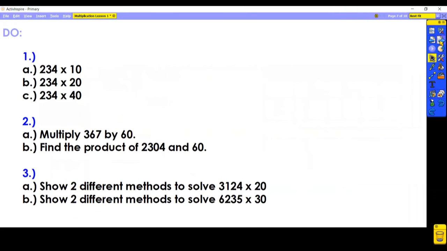Okay, now it's your turn. We've had a think about some questions together. You've seen how I've solved them, and now I want you to try and do these independently at home. Good luck!